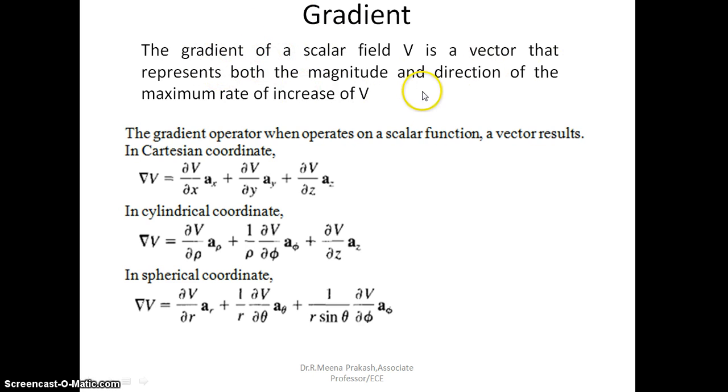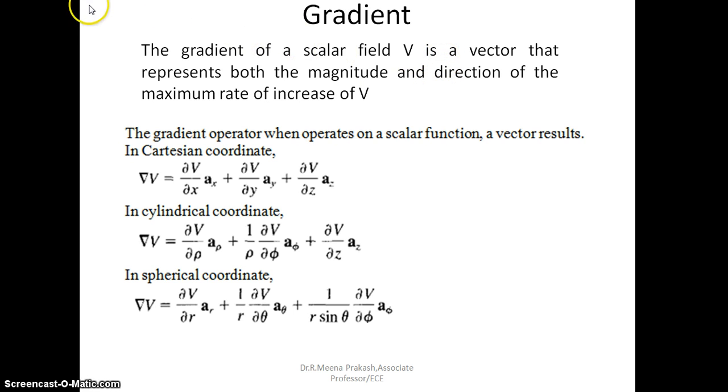The gradient of a scalar field. Gradient is for a scalar field and its output is a vector. The gradient of a scalar field is a vector that represents both the magnitude and direction of the maximum rate of increase of V. So what is the magnitude and direction of the rate of increase of the scalar field V? That is called the gradient. Gradient of a scalar field is a vector.